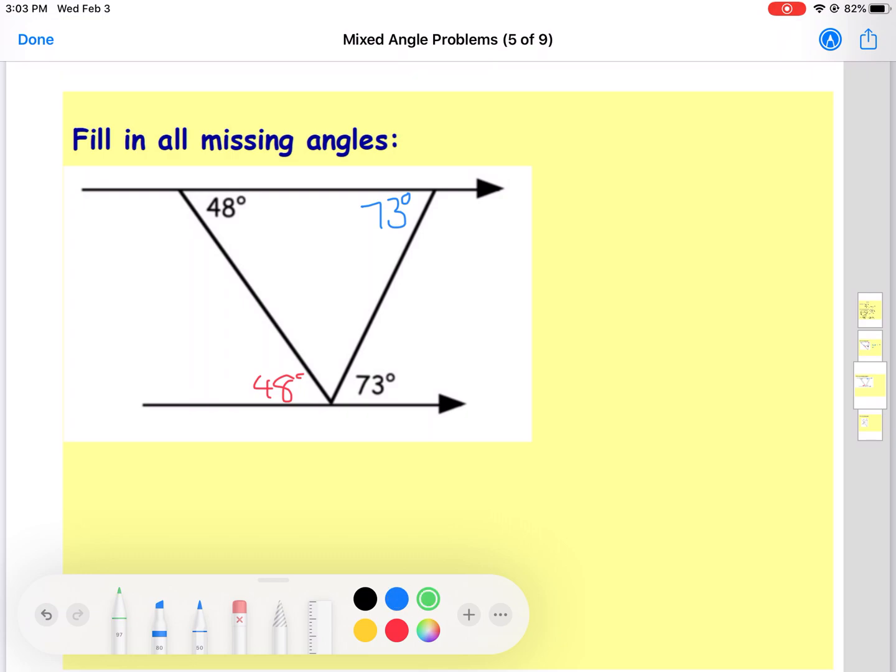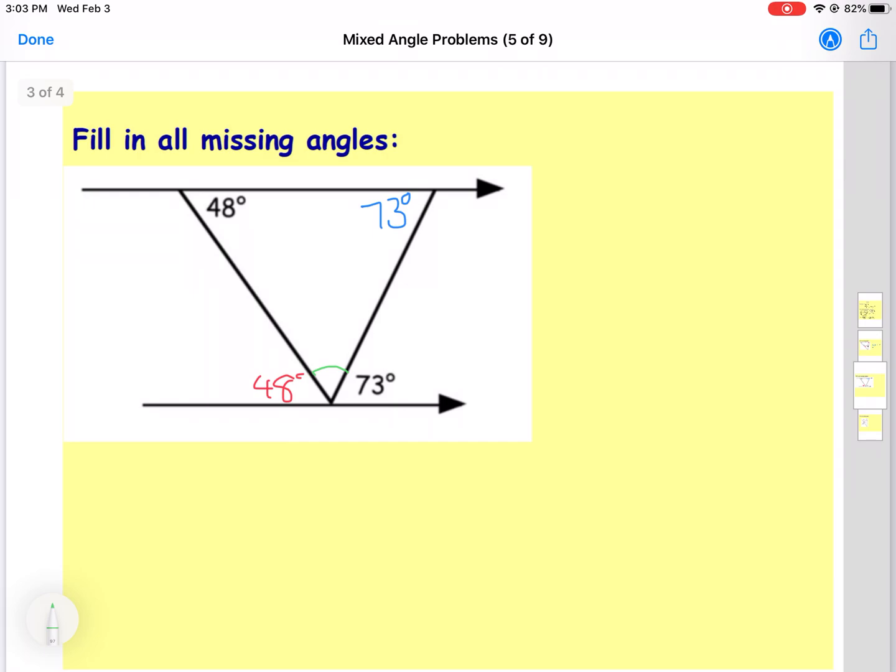The first one I need to do is that one down there, and that green angle forms a triangle with both the 48 and the 73. So I could do 180, take 48, take 73. Okay, that will give me the green angle down the bottom.